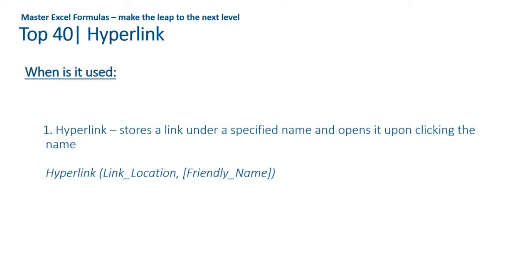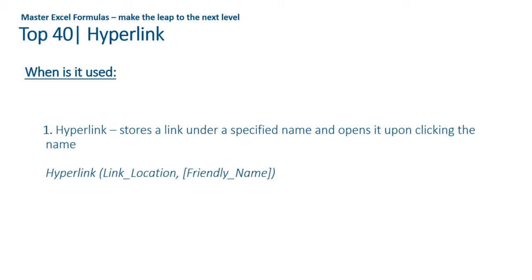So the first formula today is the hyperlink formula. This is a very useful formula again. It stores a link under a specified name and opens it upon, let's say, clicking that name, for example. The way the formula is structured, you need to have, obviously, the link location, and after that a friendly name. I've put that in square brackets because this is an optional thing really.